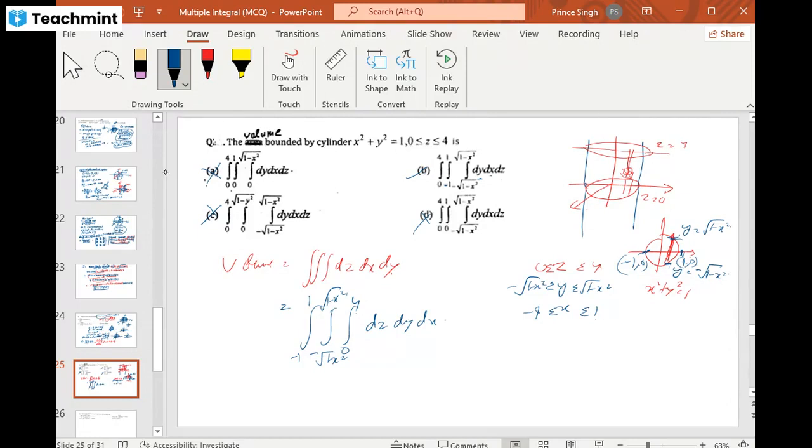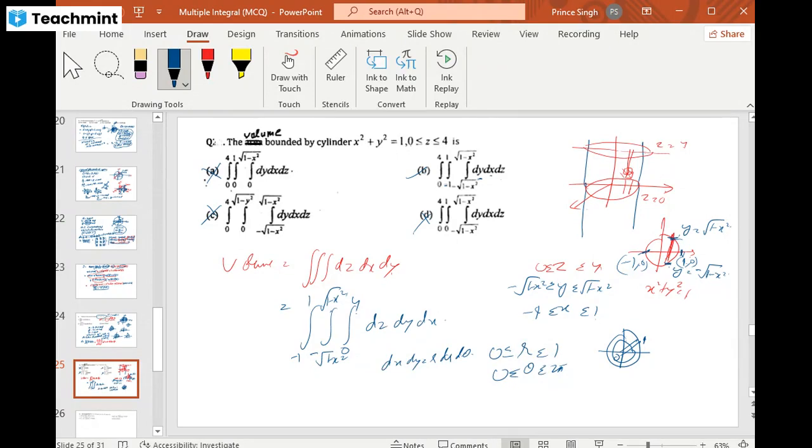Otherwise, if I want to calculate the volume of the cylinder after taking the limit of z, when we take its projection, because the projection is a circle, we convert it into polar form. The limit of r varies from 0 to 1 and the limit of theta varies from 0 to 2 pi, because it is a complete circle. And dx dy is converted into r dr d theta.